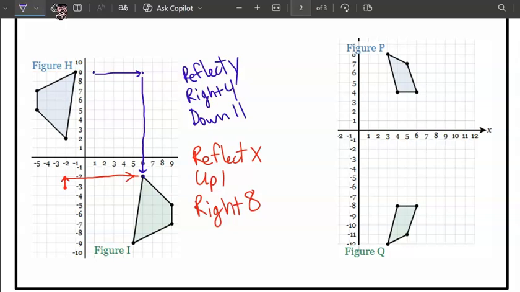For the next one, we can reflect across the x-axis to get from P to Q. And then go down 4. Another possibility, you could go up 4 and then reflect across x.